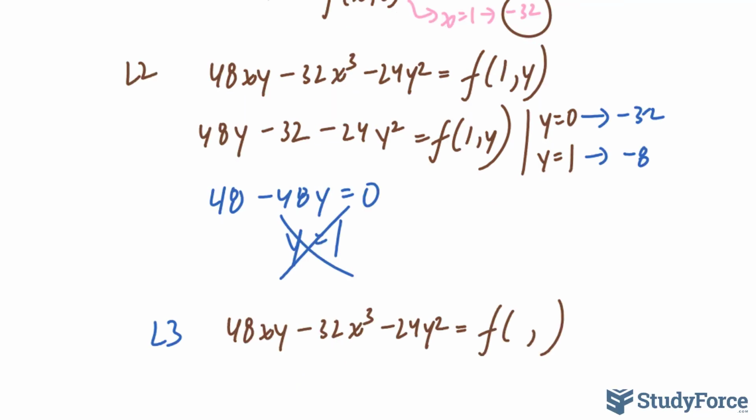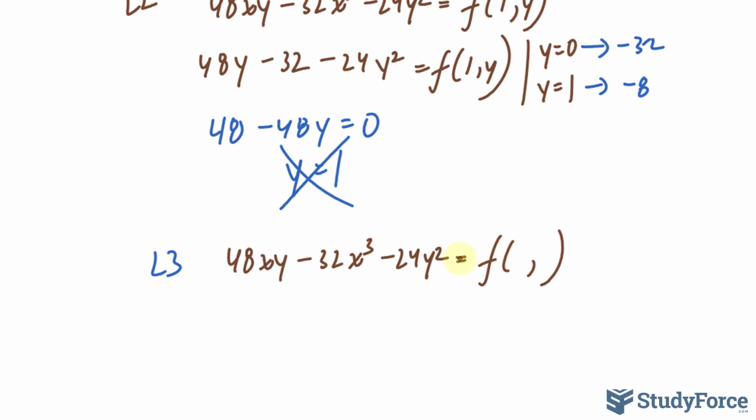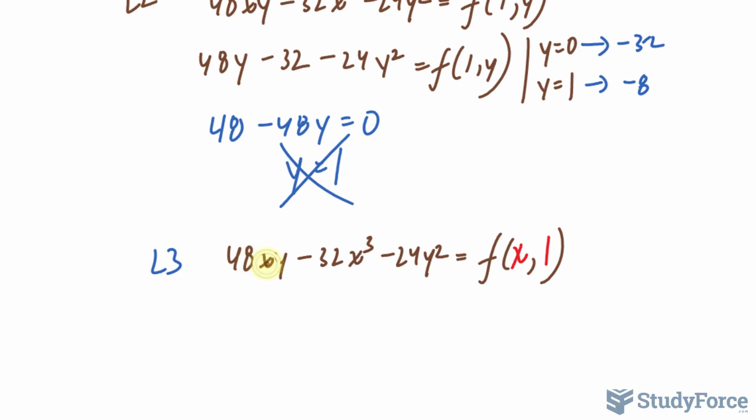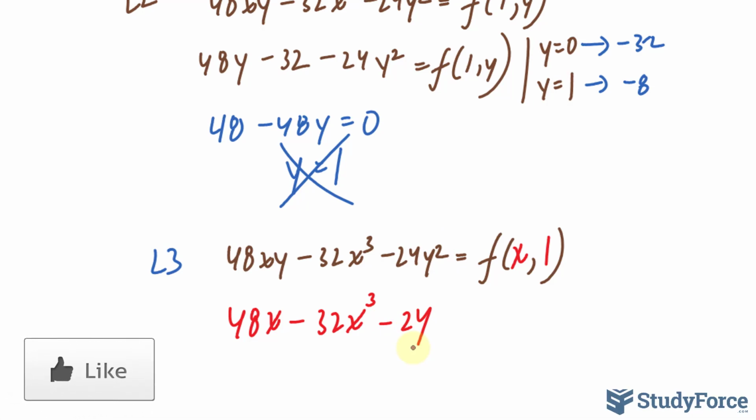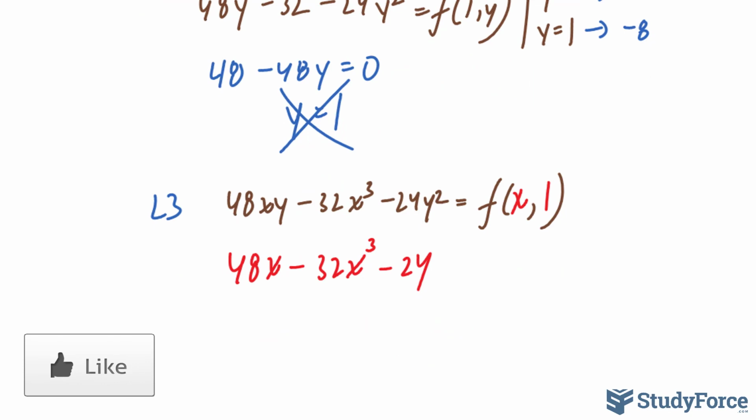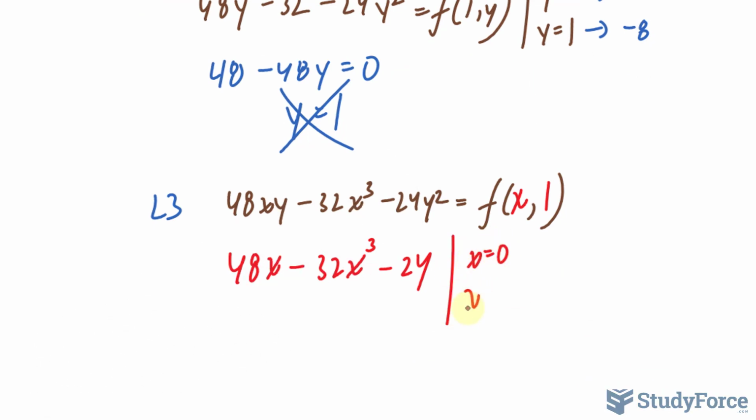Once again, there's the function we started with, and this time x can be anything between 0 and 1. Y has to be 1. Substituting x and y, we get 48x. Over here we get negative 32x cubed, and over here we get negative 24. This function is slightly more complicated than the previous one, but that's fine. We need to evaluate this when x is between 0 and 1. Also, we need to find critical points. We can do that by taking the derivative of each term and setting the whole function equal to 0.